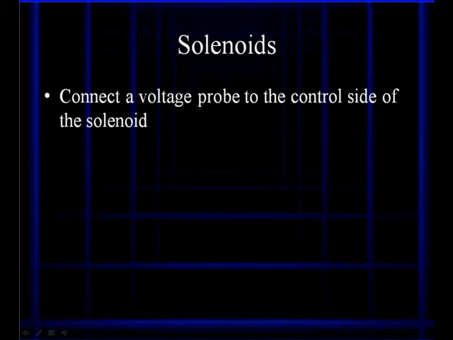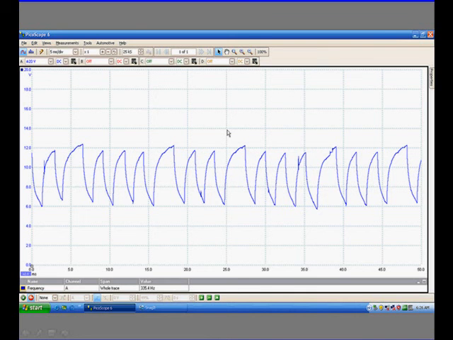Solenoids, all you've got to do is connect a voltage probe to the ground side of the solenoid. Here's a solenoid like a Ford's IAC solenoid, and you can see the pulses there. You can see where it makes a few changes, and here it's in the holding position.